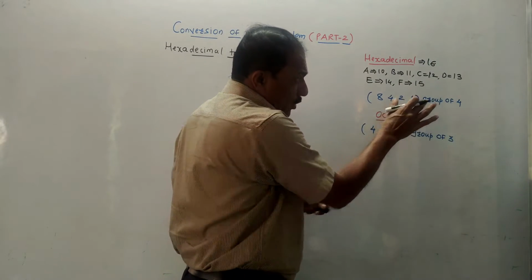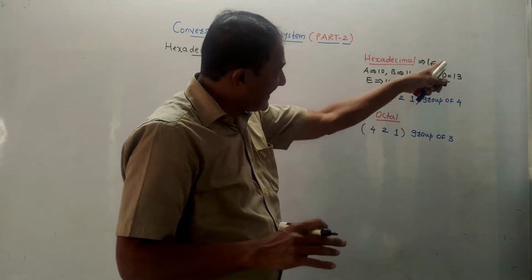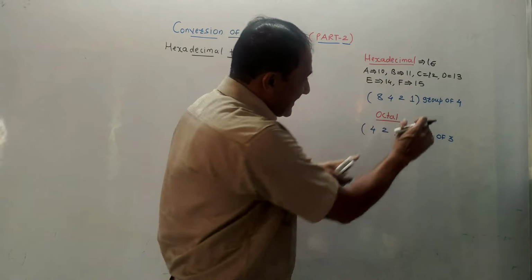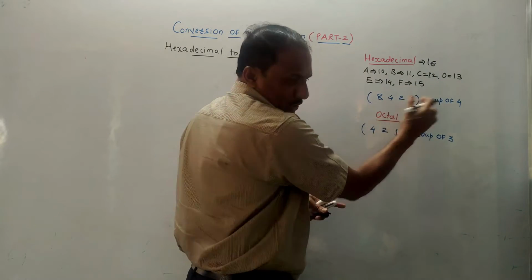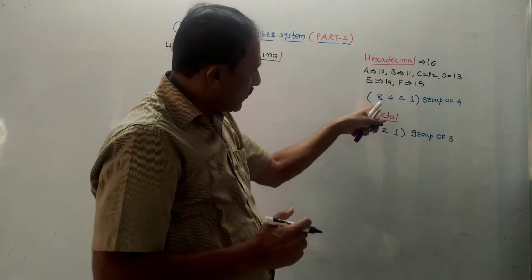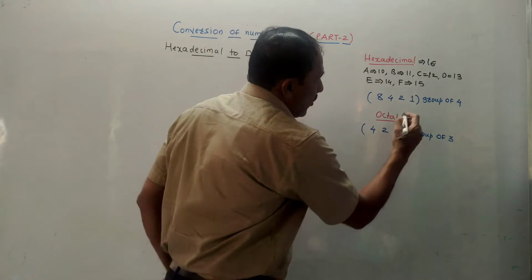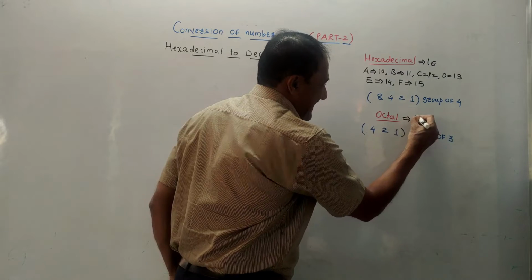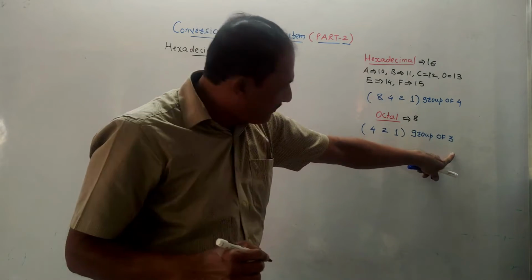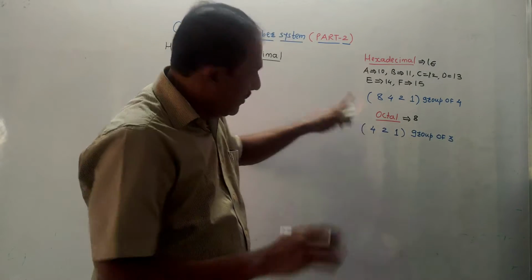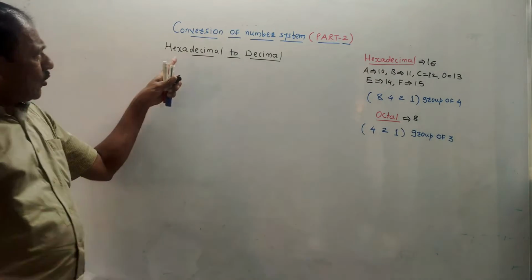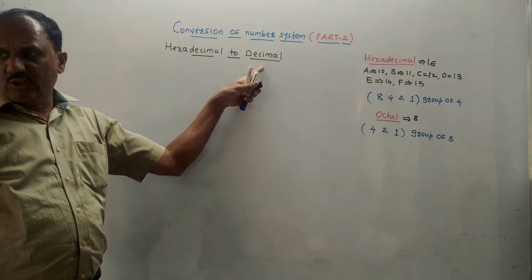Then in this system you have to make a group of 4 because its base is 16, and the sequence is 8, 4, 2, 1, or from right to left 1, 2, 4, 8. On the contrary, if you are talking about the octal number system, its base is 8. You need to form a group of 3: 4, 2, 1. So the first part is how to convert a hexadecimal number into a decimal number.